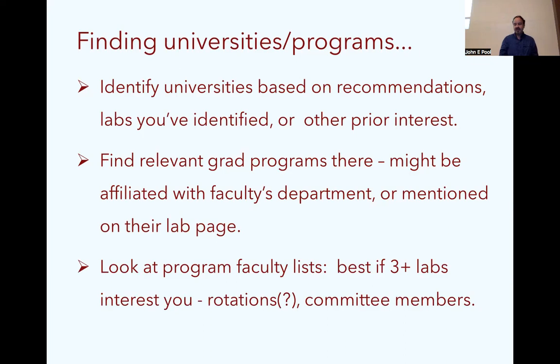3 labs there that interest you. Maybe 2 is okay, but ideally 3 or more labs. That way, if it's a rotation program and that's how you're coming into that program, then you have multiple good rotations, and hopefully one of them works out both ways in that kind of 2-way trial period. And the other thing is that having multiple faculty that interest you might mean that you have some good options for members of your graduate committee.